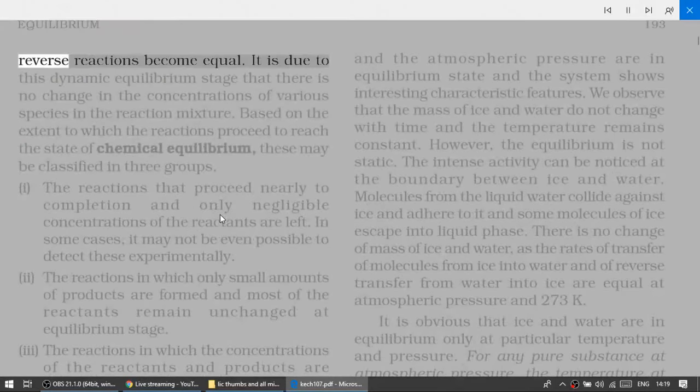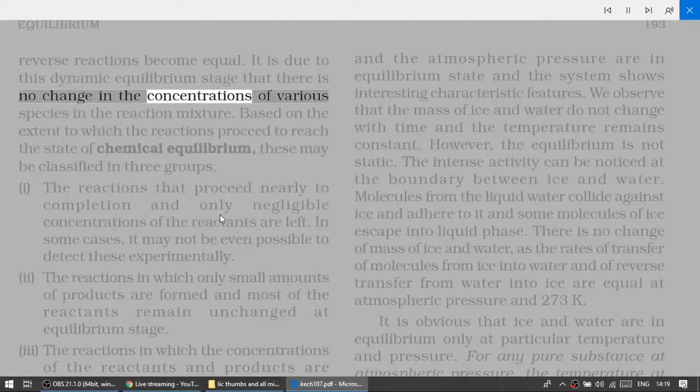reverse reactions become equal. It is due to this dynamic equilibrium stage that there is no change in the concentrations of various species in the reaction mixture. Based on the extent to which the reactions proceed to reach the state of chemical equilibrium, these may be classified in three groups.